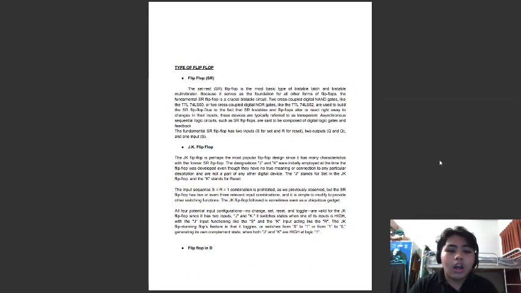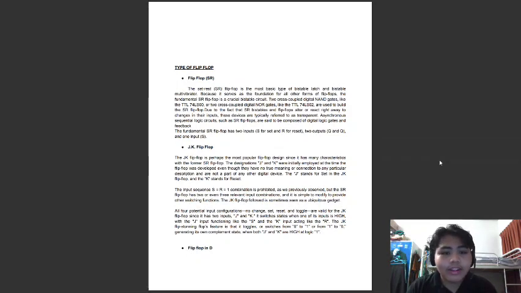So we have 4 different types of flip-flop. The first one is the SR flip-flop. SR means set and reset. The set-reset SR flip-flop is the most basic type of bistable latch and bistable multivibrator because it serves as the foundation for all other forms of flip-flops.